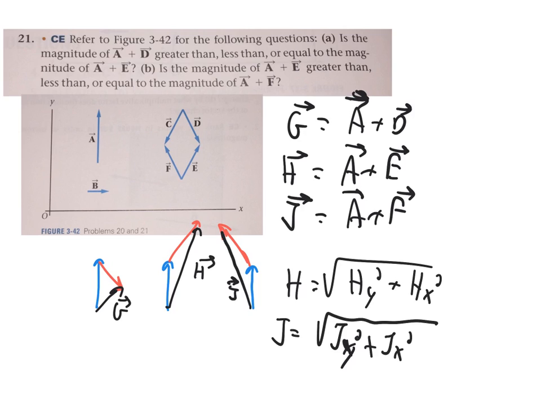And here's the key bit. This and this are the same, and it turns out so is this, because HX and JX are the same except for sign, so that when I square them I get the same thing. So that settles that pretty quickly, that part B ends up being equal.